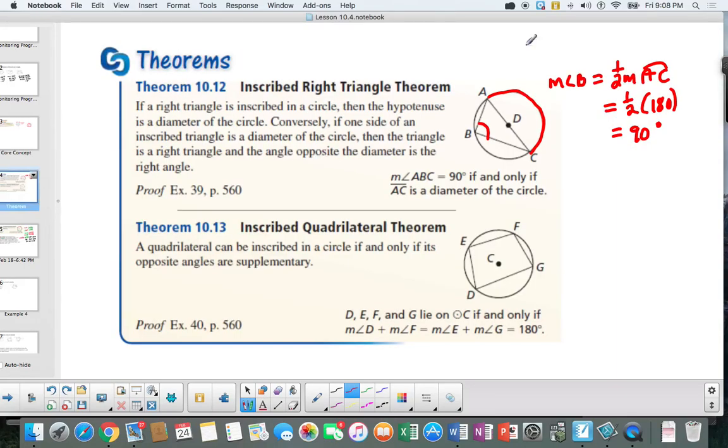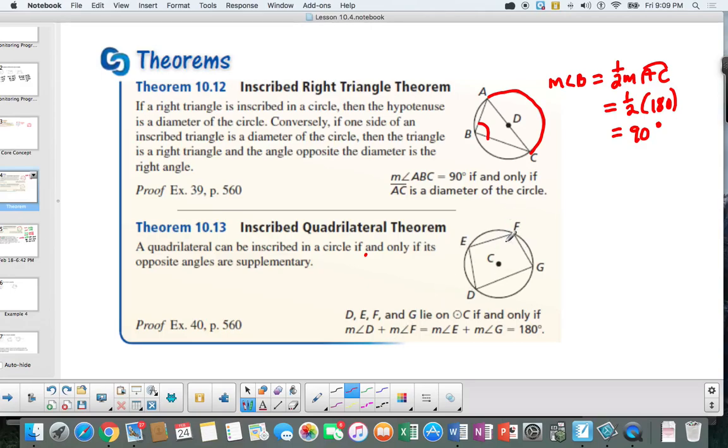Okay, now let's take a look at this triangle that's inscribed in the circle. One of the sides happens to be the diameter, so the hypotenuse is the diameter. That means this is the inscribed angle, this is the intercepted arc. Intercepted arc is 180. We're going to take half of 180 and we're going to get this to be 90 degrees. So whenever one of the sides of an inscribed triangle is a hypotenuse, you know you're going to have a right angle here.